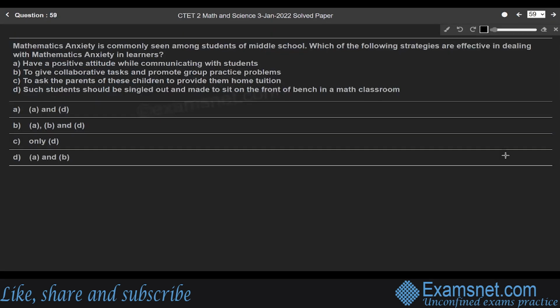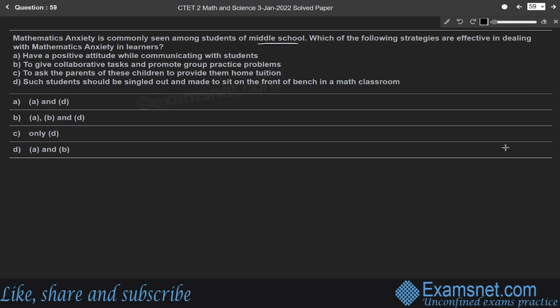Question 59. Mathematics anxiety is commonly seen among students of middle school. Which of the following strategies are effective in dealing with mathematics anxiety in learners? Mathematics anxiety is defined as the fear or uncomfortable feeling that students have while solving a mathematical problem or studying a mathematical chapter. This can be due to many reasons, like teachers being too strict or the concepts not being taught to students understandably. In the options, A, have a positive attitude while communicating with students.